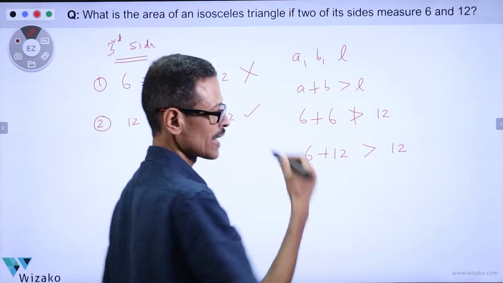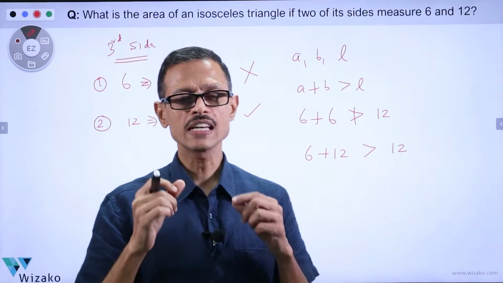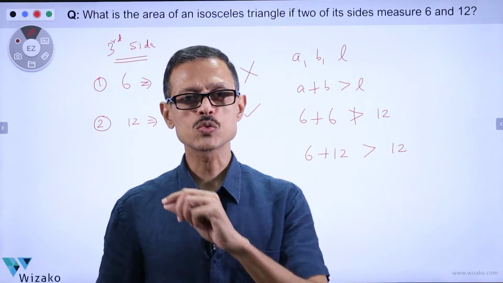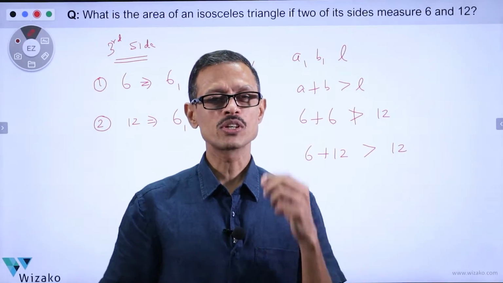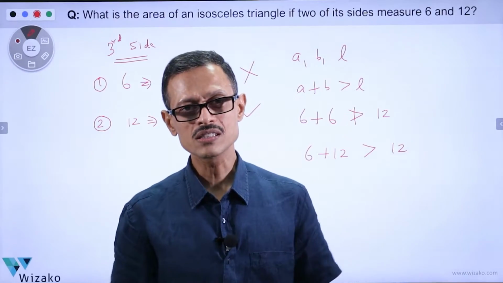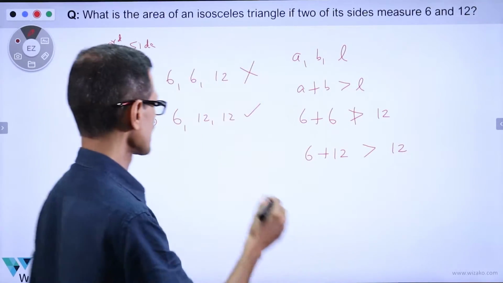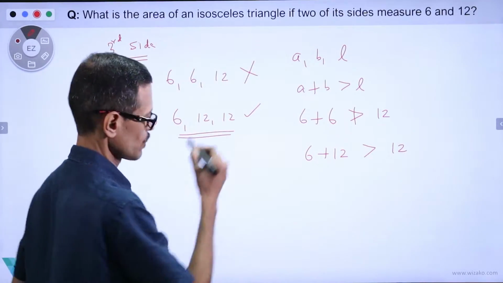So 6, 12 and 12 form sides of an isosceles triangle. 6, 6, 12 will not form sides of an isosceles triangle. So step 1, we wanted to find out the third side. We found out the third side. We know the three sides of the triangle right now, which are 6, 12 and 12.